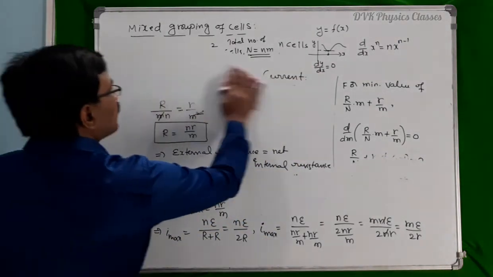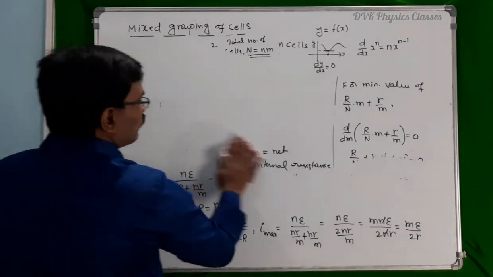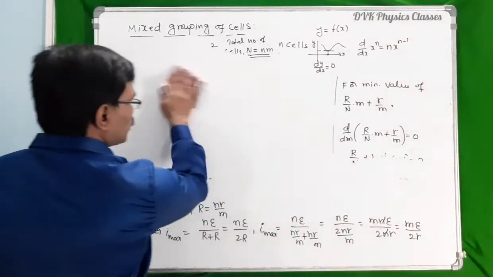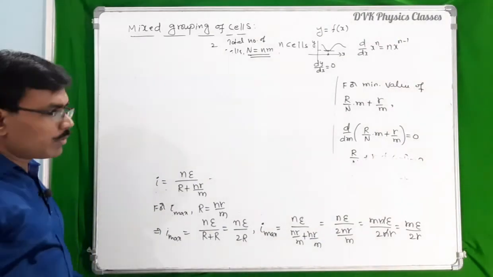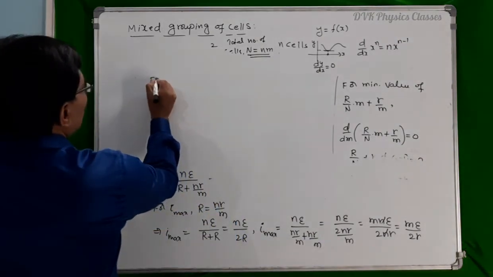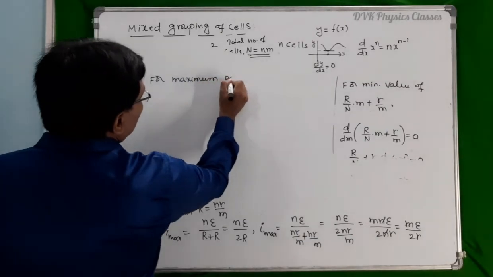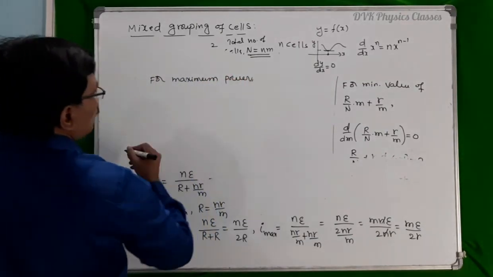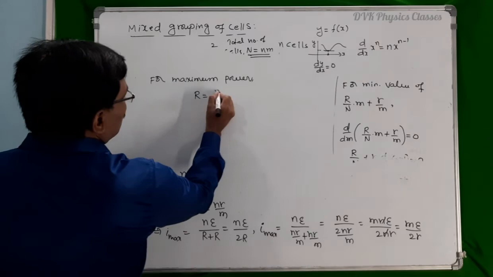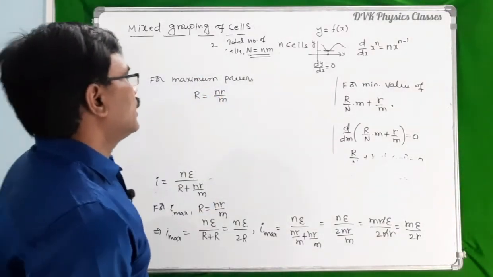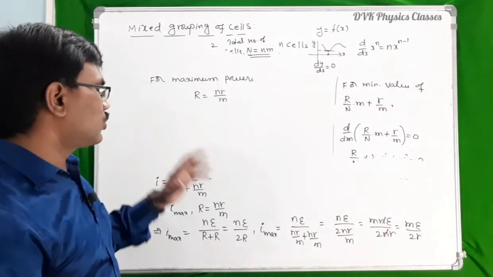Similarly, what is the condition for maximum power? Maximum power delivered by the combination of cells, what is the condition? For maximum power also the condition is the same: R equals nr upon m. External resistance is equal to net internal resistance of the mixed grouping of cells.